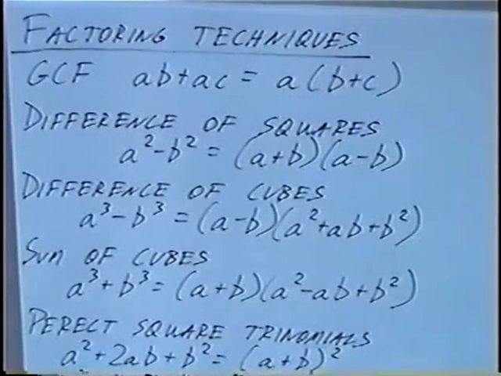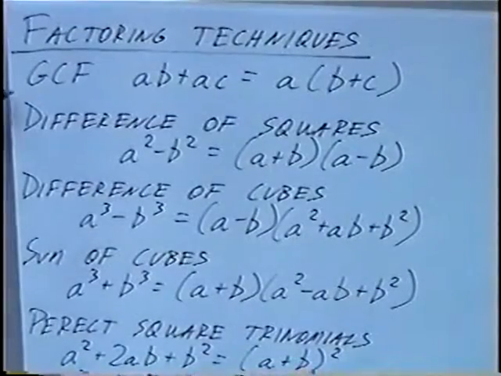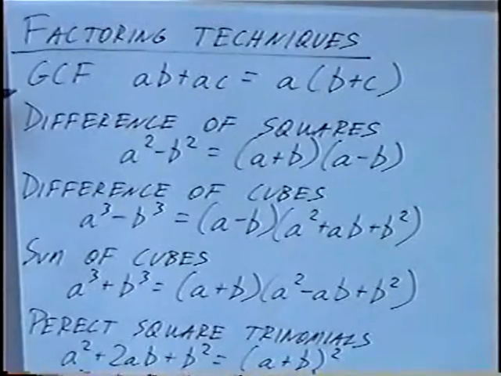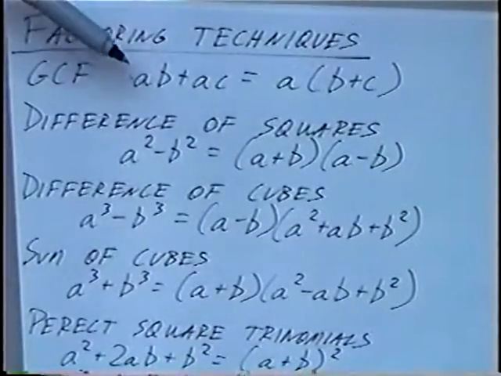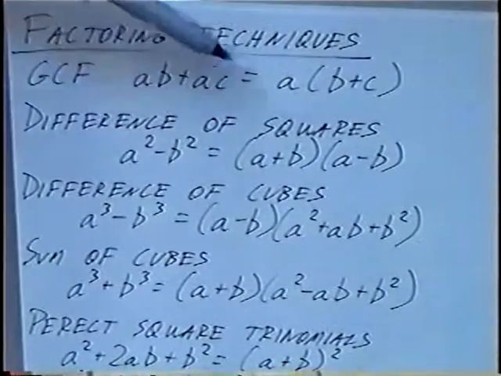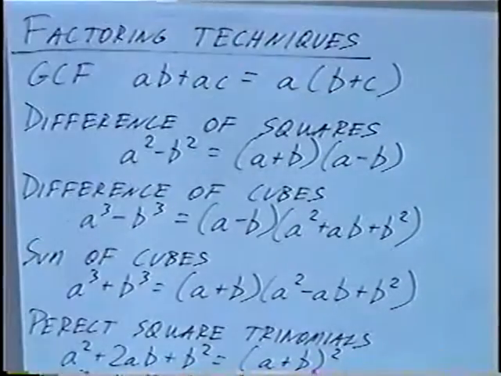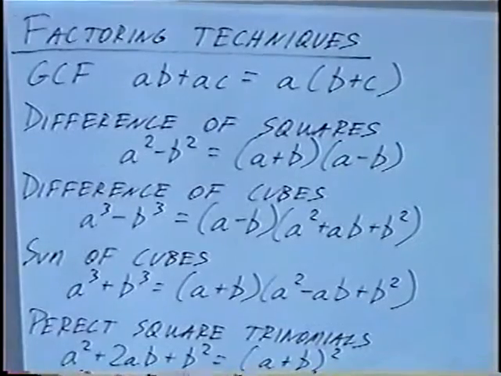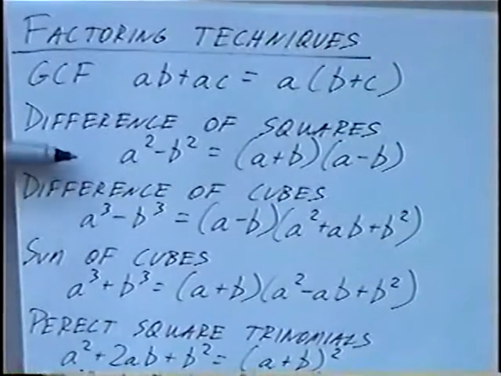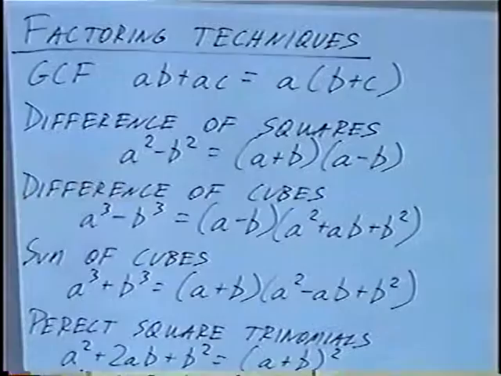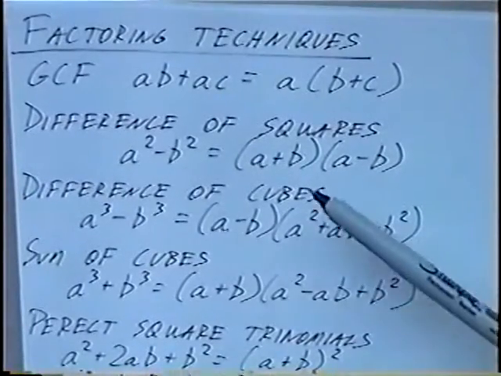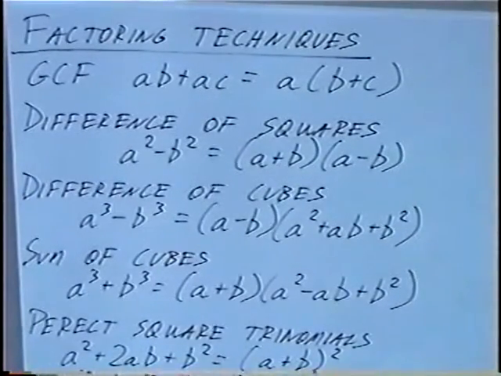There are several different types of factoring techniques. The first one, the basic one, is GCF, or greatest common factor. If there's a common term like a, you can take it out of both expressions and write the rest in parentheses. Difference of squares: if you have two terms that are perfect squares you can take the square root of, the factors would be two parentheses, a plus b and a minus b.